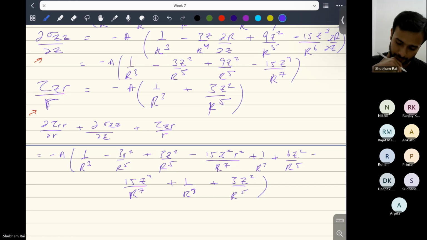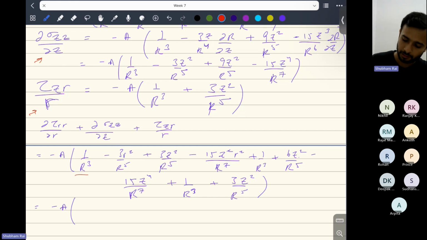So you have 1 over R cube here, 1 over R cube here, 1 over R cube here, and 1 over R cube here. So it will be 3 over R cube. I'm just writing here 3 over R cube, and then you can combine all the R⁵ terms. So here you have 3R square by R⁵ and 3z square by R⁵, 6z square by R⁵, and 3z square by R⁵.